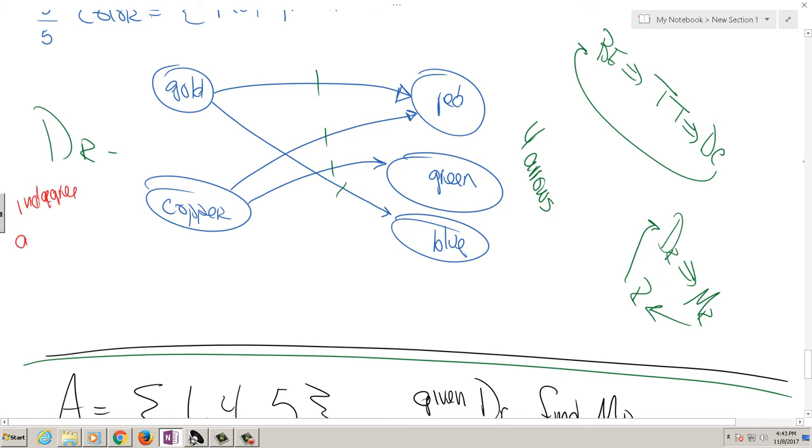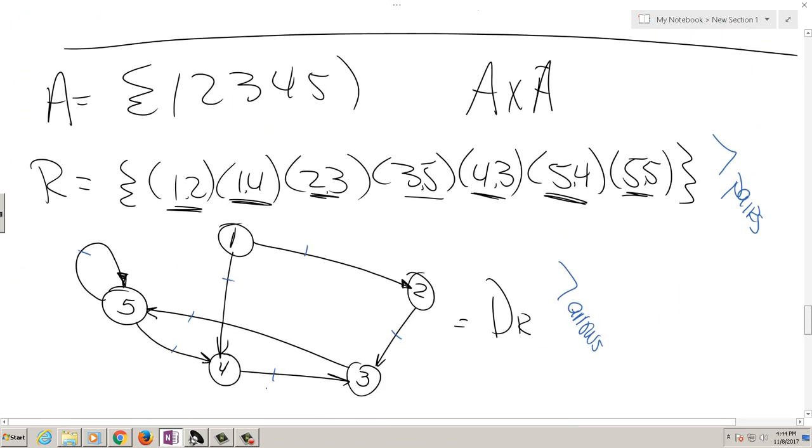I'm going to start with gold. Its in degree looks like 0. I have no arrows pointing in. Copper, its in degree is going to be 0. Red, its in degree is 2. Green, its in degree is 1. And the last one is blue. Its in degree is also 1. Every single node in a digraph has an in degree, whether or not they have arrows pointing in.